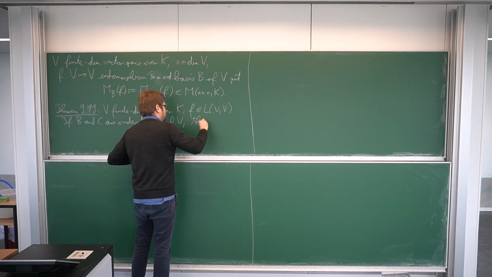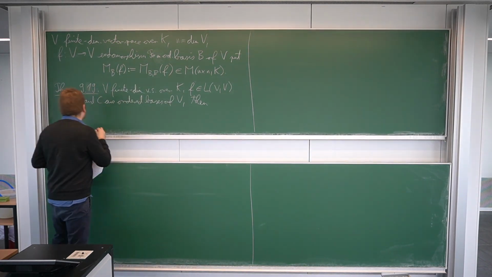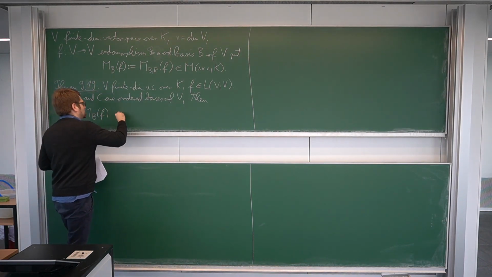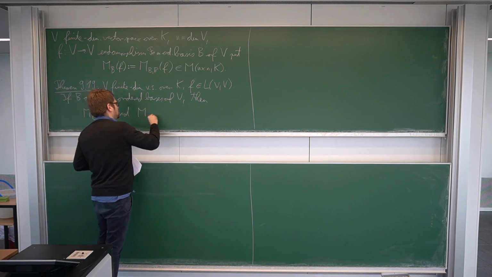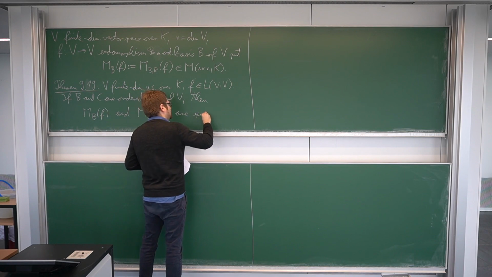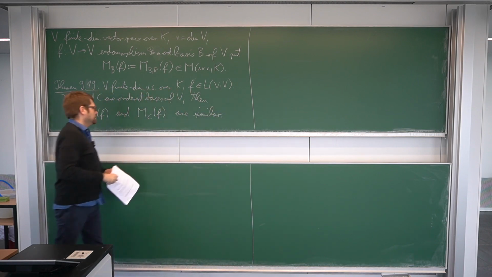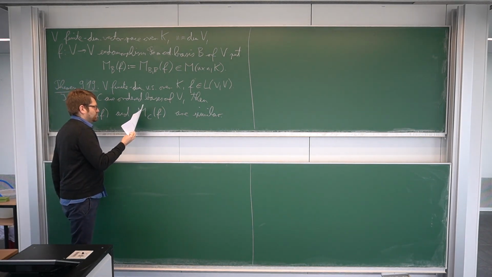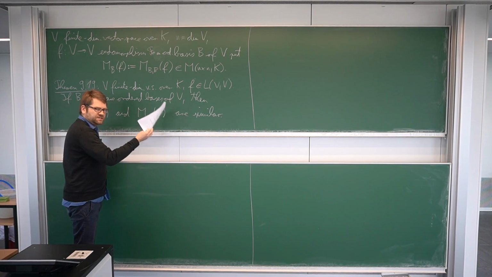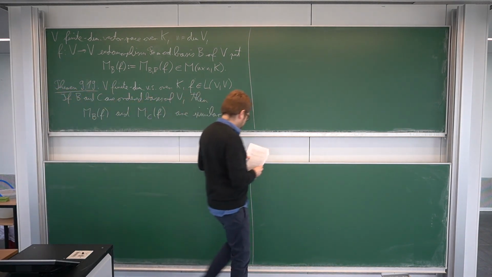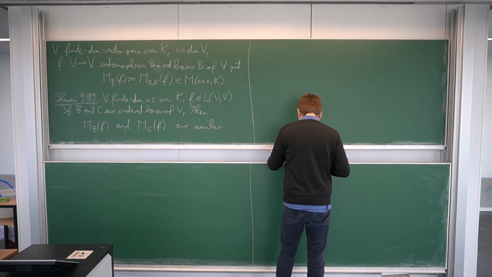Then we have two different matrix representations, namely MB of F and MC of F. And it turns out they are similar, as in the previous definition. So we get an invertible matrix, so that multiplying with the matrix from the left and with this inverse from the right, we would go from one matrix to the other. Now, how do we see this? This is actually just writing down something we already know.